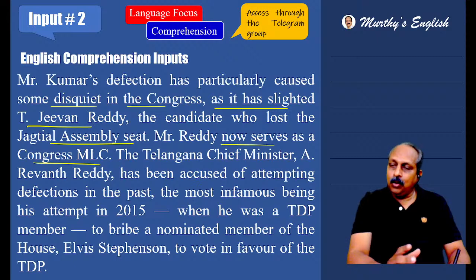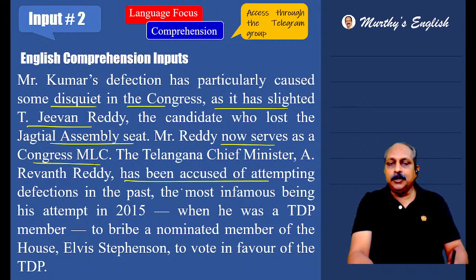Now the editorial goes into the past. The Telangana Chief Minister A. Revanth Reddy has been accused of attempting defections in the past. The most infamous, notorious, being his attempt in 2015 when he was a TDP member to bribe a nominated member of the House, Elvis Stephenson, to vote in favor of the TDP. This talks about a past incident.